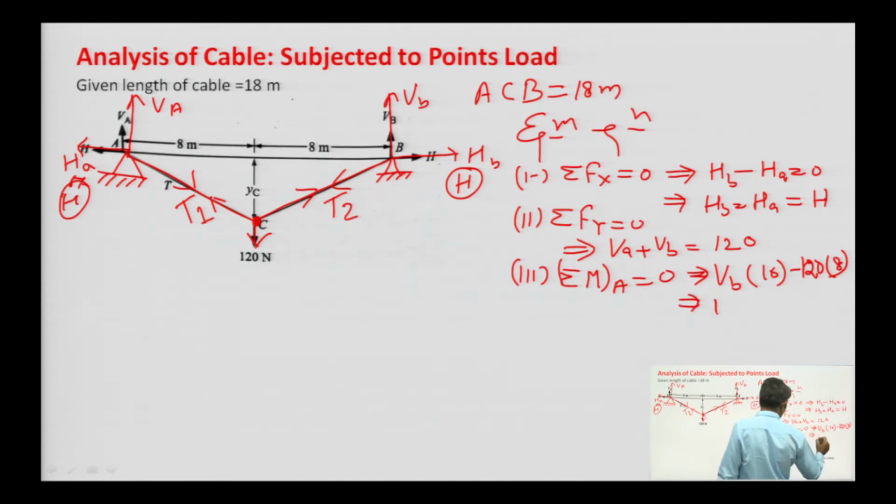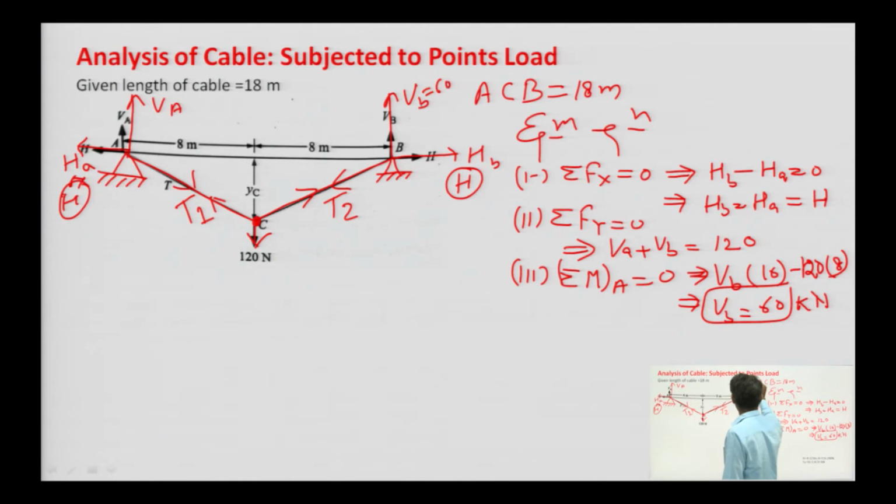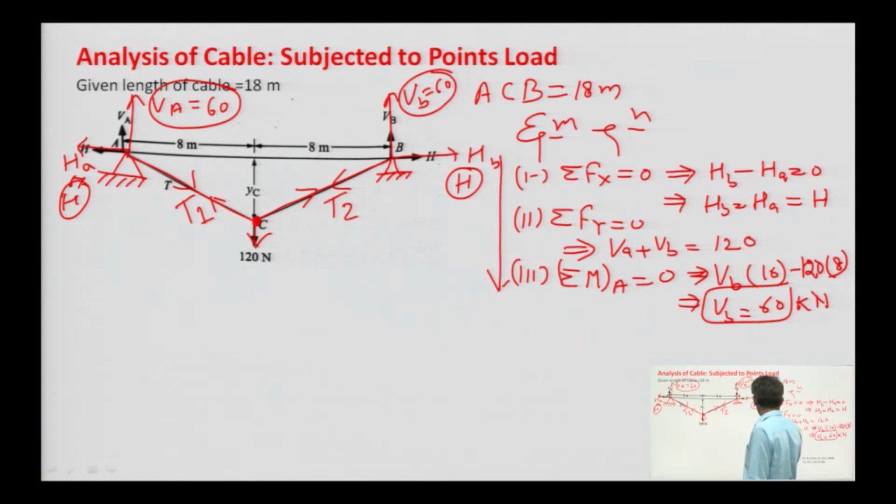So, the value of VB is equal to 60 kilonewton. Okay. VB is 60, therefore VA will also be 60. By similarity, you can also guess the value, because it is at equidistance, so half of the load will be there, but this is the exact calculation.